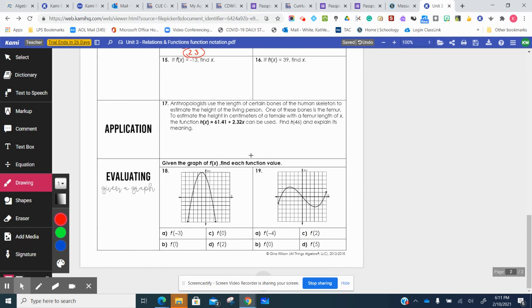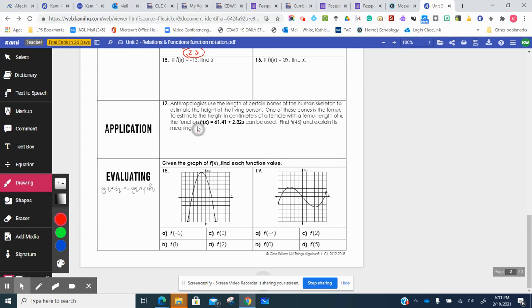In the meantime, I'm going to look at this word problem, and they're talking about anthropologists, and they use the length of certain bones of the human skeleton to estimate the height of a living person. One of these bones is the femur. To estimate the height in centimeters of a female with a femur length of x, the function h of x equals 61.41 plus 2.32x can be used. Find h of 46. So we can do that right here.